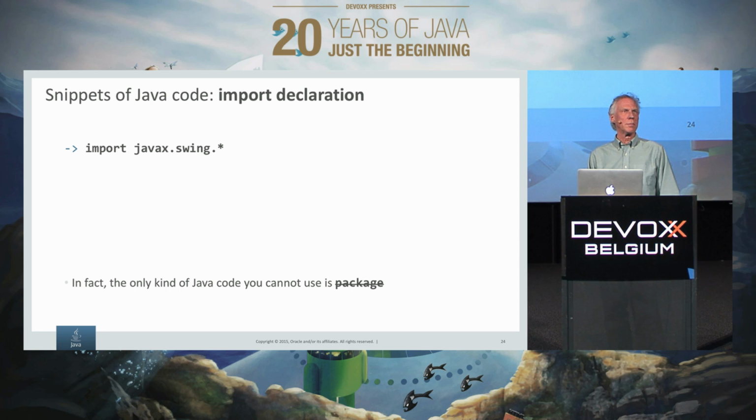What about imports? Well, actually, JShell comes with a set of imports predefined, but what if you're using something, as your talk did before, using Swing? Well, you just type in the import for Swing, and it doesn't have to be in order. It can be at any point. That's true of all of the snippets you enter. You can add the import as you go along. In fact, the only kind of snippet of Java code you can't add is a package declaration. That's because everything in JShell is in one predefined package.